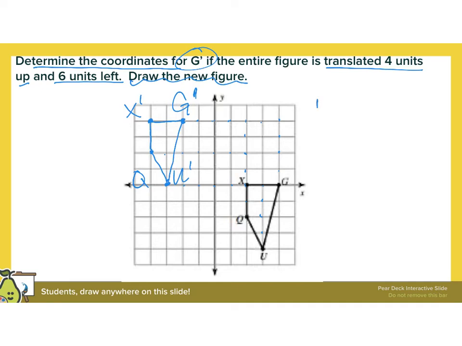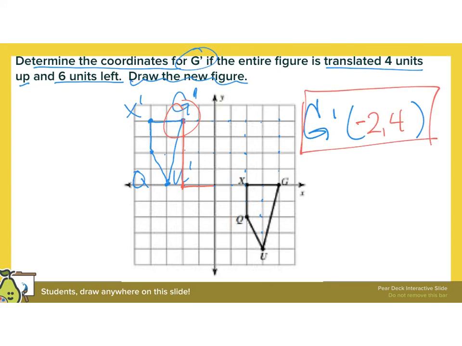Now G prime is located, change the color, here, and that is the point. I do my X first, -2 and positive 1, 2, 3, 4. So G prime is now at -2, 4 to answer the first part of the question.